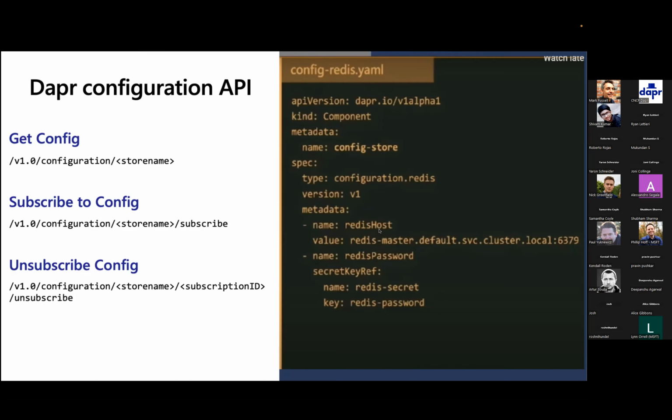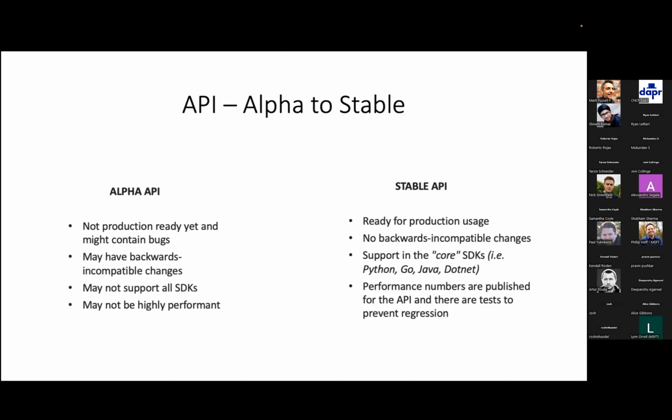So essentially, this config API has been in Dapr, like I said, for 3 or 4 releases, and it has been in alpha, and now we are moving it to stable. So before moving on to what exactly we have done as a part of moving the API from alpha to stable, I will just briefly explain what we mean when we say that we are moving the API from alpha to stable, right?